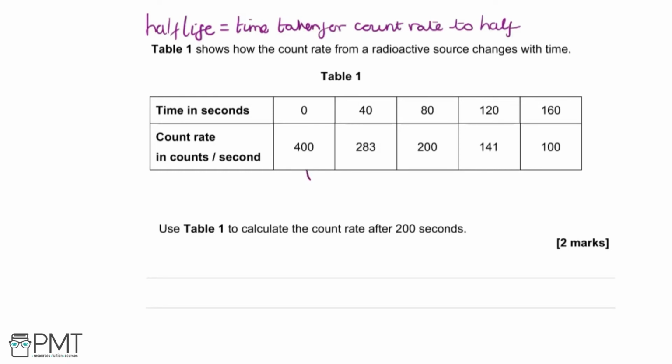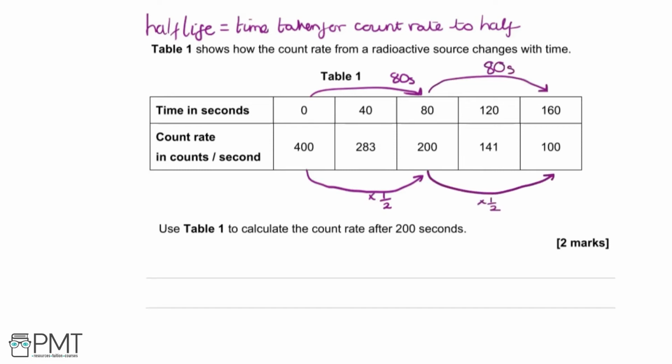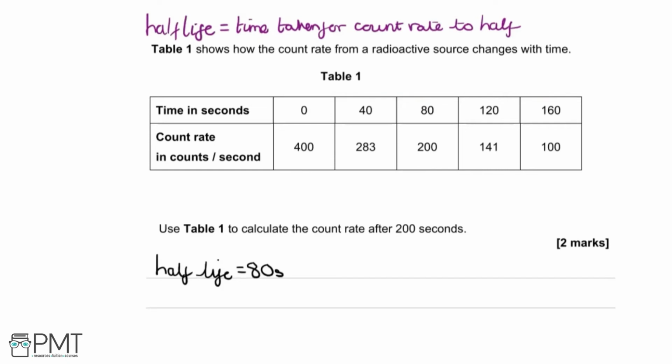From the table we can see that the count rate halves from 400 to 200 in 80 seconds. And if we look again, after another 80 seconds, the count rate has halved again from 200 to 100. This means that the half-life is 80 seconds. So how do we find the count rate after 200 seconds? We can spot that 120 plus 80 is 200 seconds.